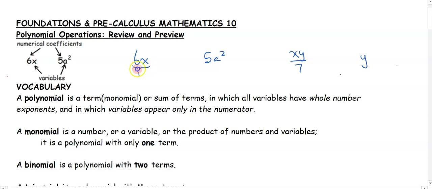So in this case, 6 I would call my coefficient. The coefficient is the numerical part of a term. In this term, my coefficient is 1 over 7. It's what you're multiplied by. So it's 1 in the numerator, 7 in the denominator. If I had negative y, my coefficient would be negative 1. So it's what is being multiplied.